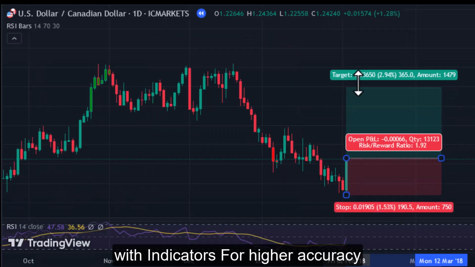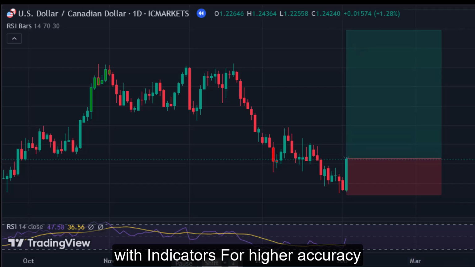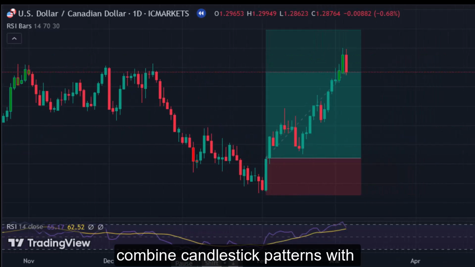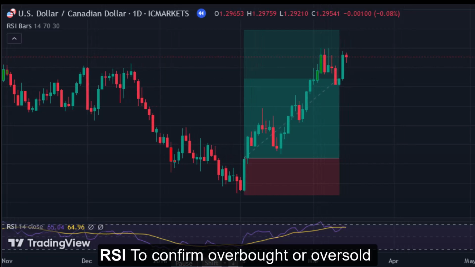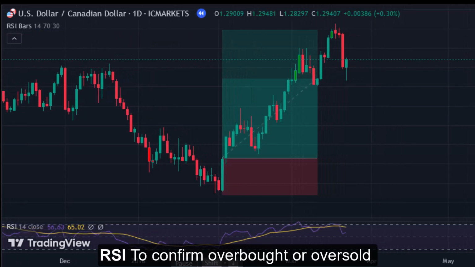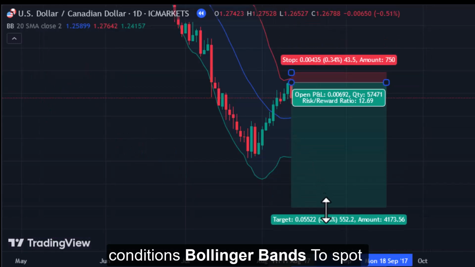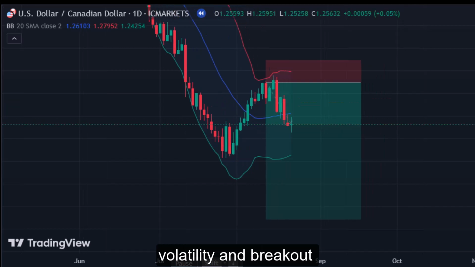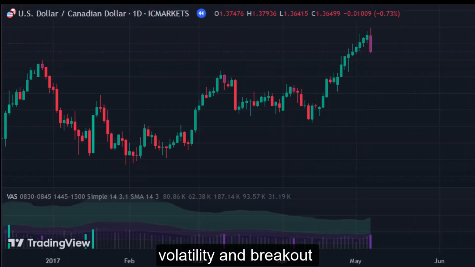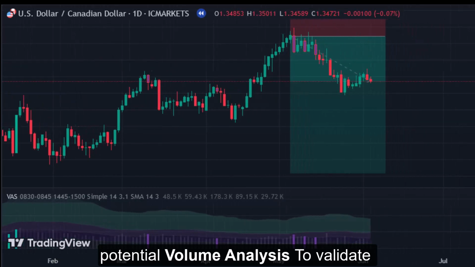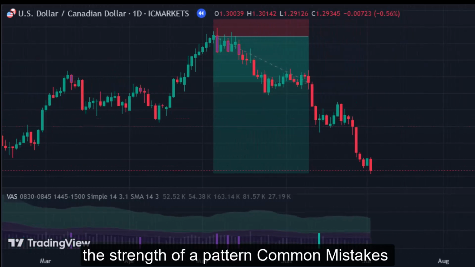Combining patterns with indicators. For higher accuracy, combine candlestick patterns with RSI to confirm overbought or oversold conditions, Bollinger Bands to spot volatility and breakout potential, and volume analysis to validate the strength of a pattern.